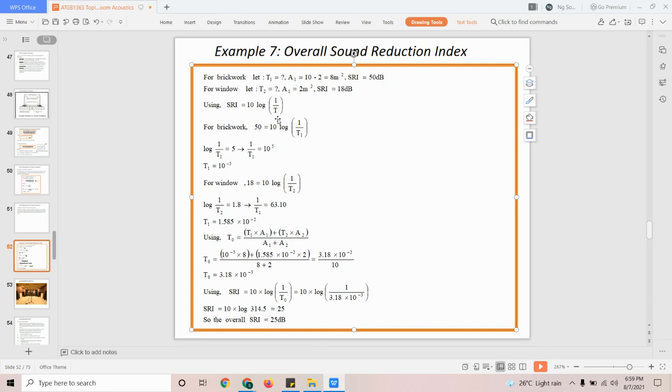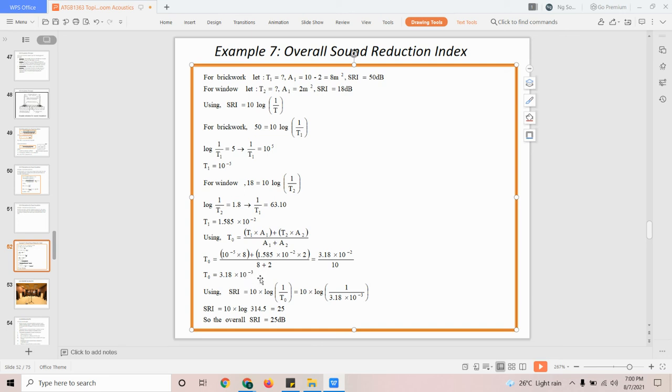So you work out here, you get the transmission coefficient for your brickwork and your window. Then you have the transmission coefficient for both of your components. With that, you can use your composite formula, which is this, and you just plug them in and multiply them with their area, where at the bottom you just add them together, and you get the transmission coefficient for these two materials based on this value.